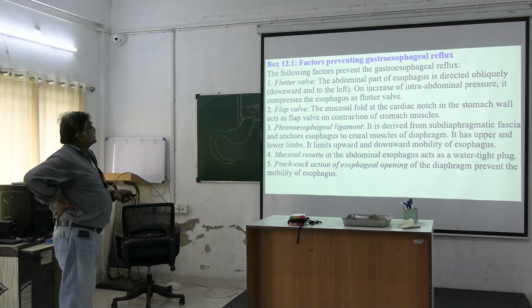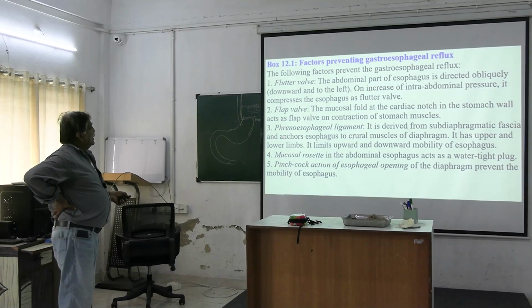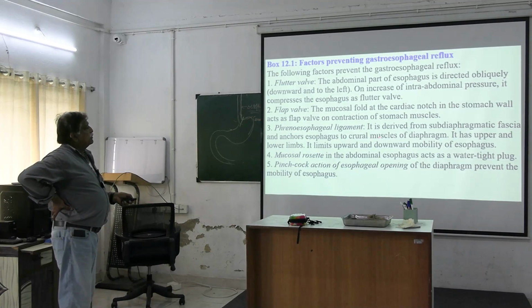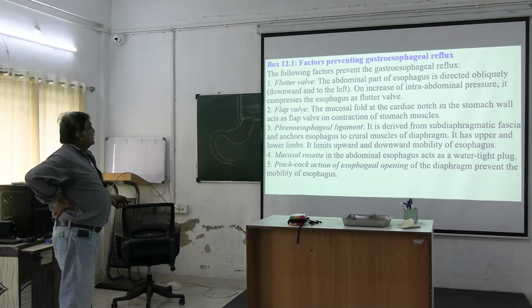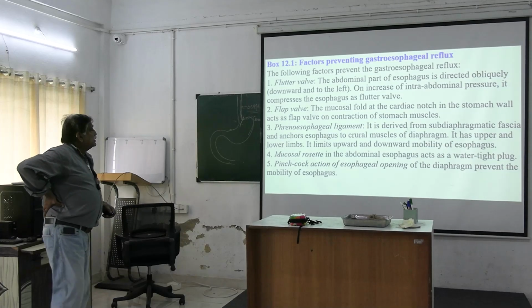Now, phrenoesophageal ligament: it is derived from the subdiaphragmatic fascia and anchors the esophagus to the crural muscles of the diaphragm. It has upper and lower limbs. It limits upward and downward mobility of the esophagus. Mucosal rosette in the abdominal esophagus acts as a watertight plug. Pinchcock action of the esophageal opening of the diaphragm prevents mobility of the esophagus.